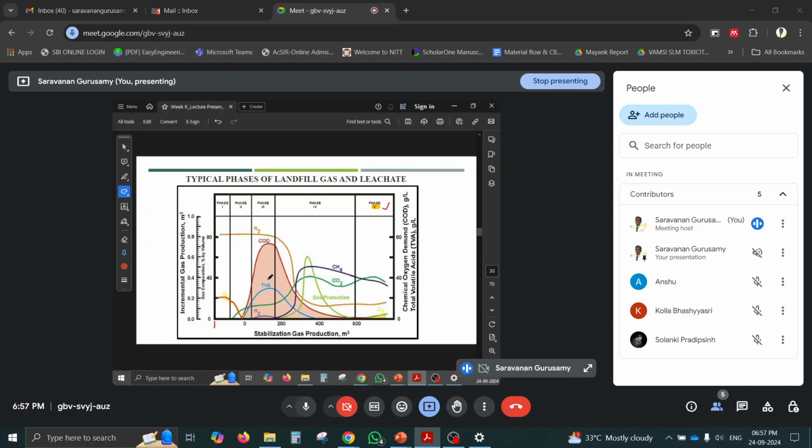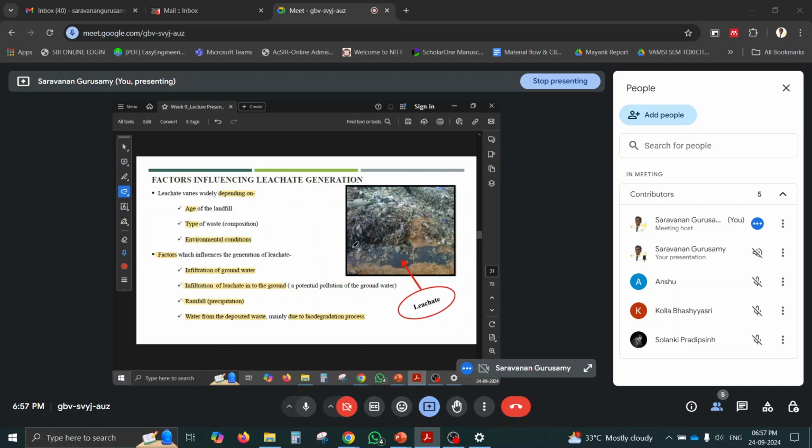The total volatile acids, TVAs, will also increase. H2 will increase and reduce. After COD reduction, gas production will start, and then it will reduce. These are the landfill gases, methane and CO2, and leachate will also be generated. If you check the pH at different phases, during TVA accumulation the pH will be very low, and in the final phase the pH will be around neutral, like 7 to 8. So these are the 5 phases of landfill gas and leachate.